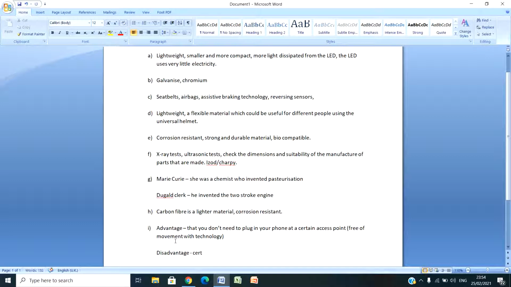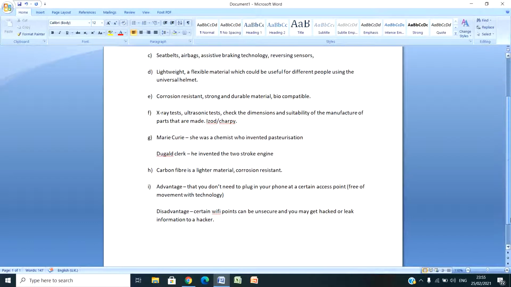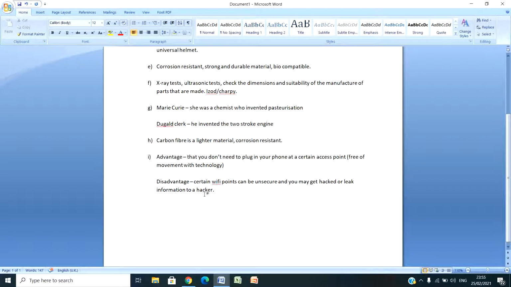So certain Wi-Fi points can be unsecure and you may get hacked or leak information to a hacker. Okay, and again, it's not bulletproof, that answer there. If you wanted to put in something better than that, you can. But again, it's just off the top of my head what I can think of. All right.